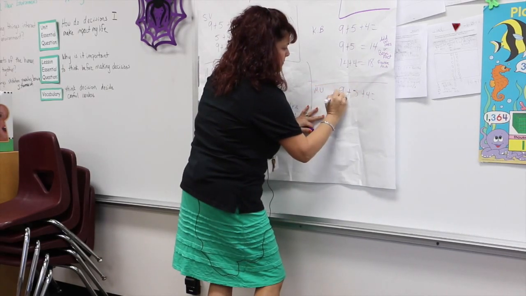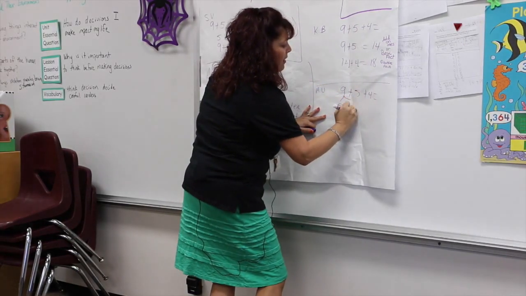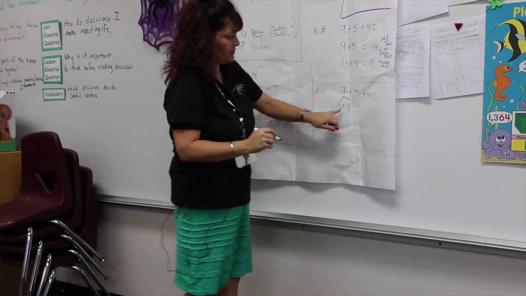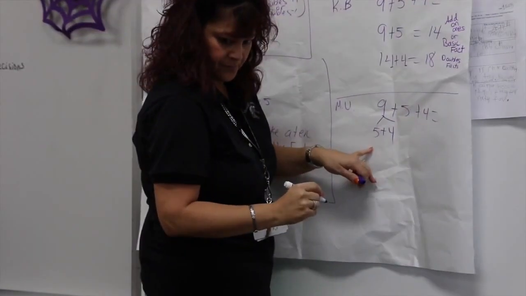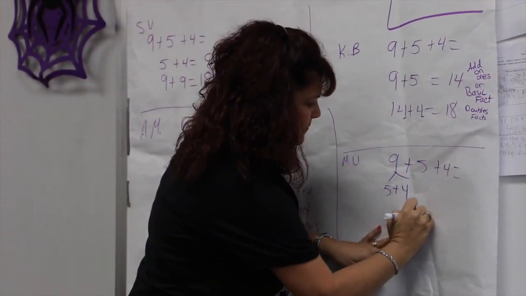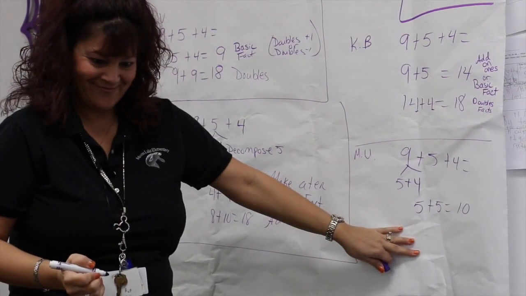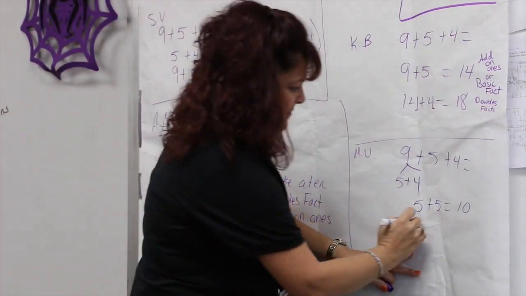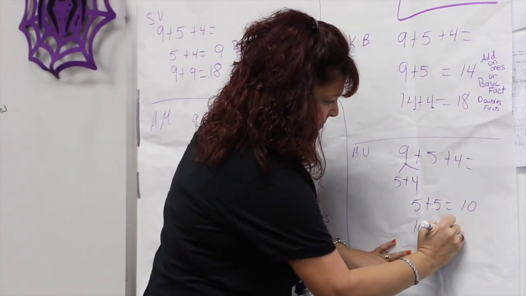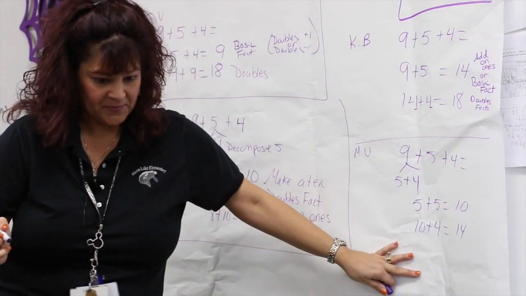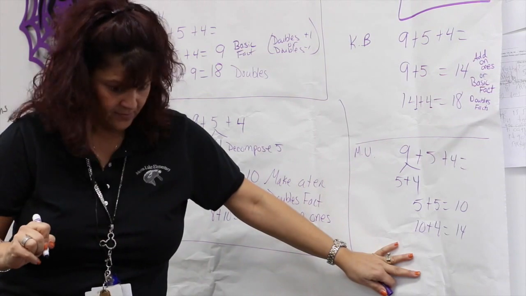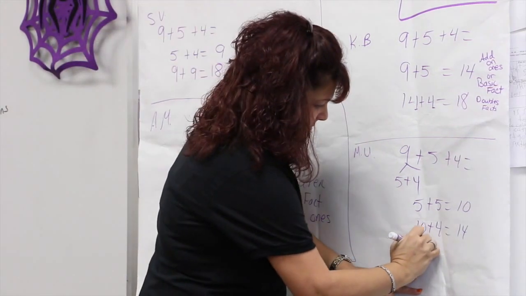When I did it then, it was going to be 5 plus 4 equals 10. 5 plus what is equal to 10? 5 plus 5 equals 10. Then 10 plus 4 equals 14. Then another 4 would equal 18.